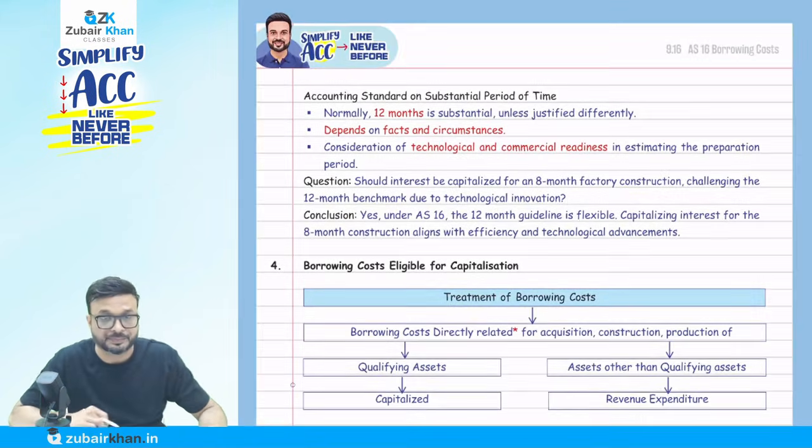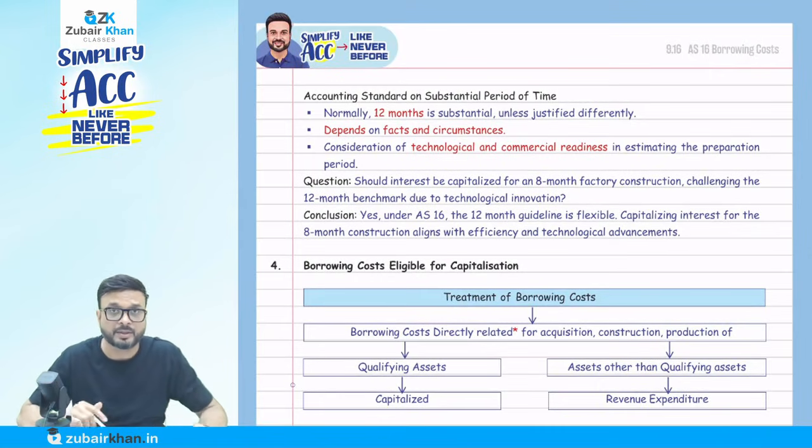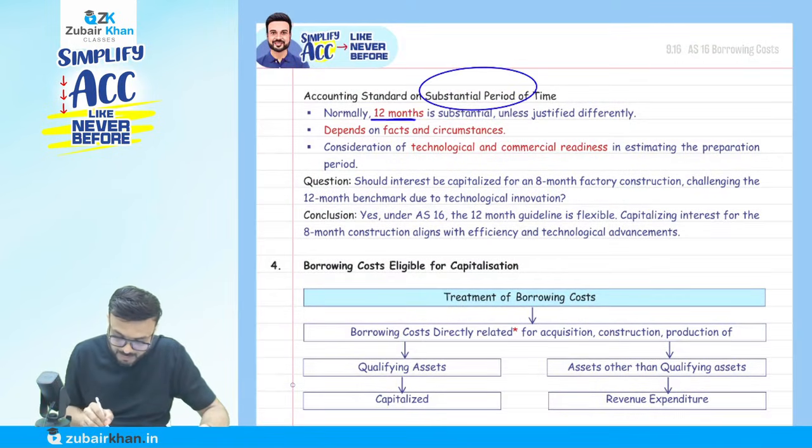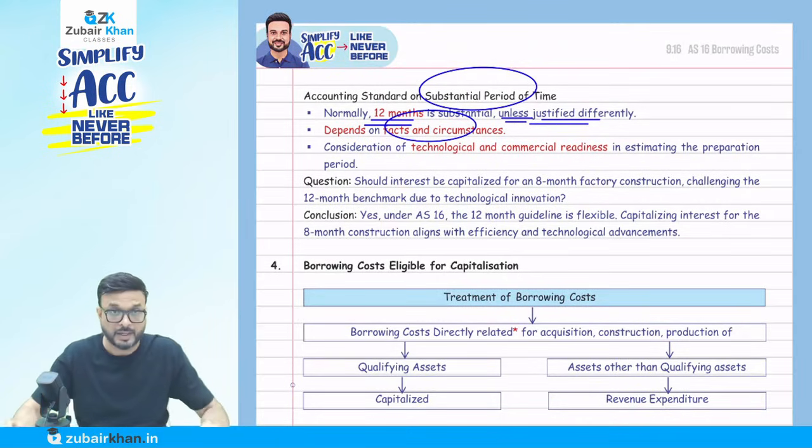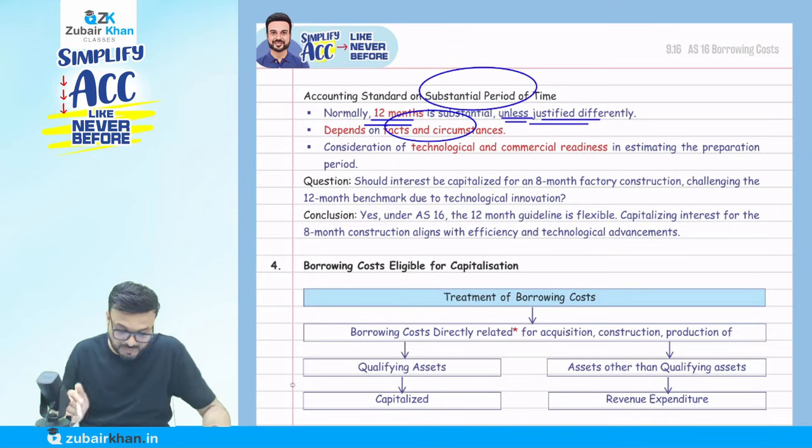Now the question arises, what do you mean by a substantial period of time? Normally 12 months is a substantial period of time unless justified differently, so it depends on the facts and circumstances. It might happen that generally the construction of a building takes 12 months, but I am using advanced technology, so my construction has been completed in 8 months. It is not my fault that I used advanced technology and completed the construction within 8 months. Still, we have to call it a qualifying asset. It is taking a substantial period of time, even though it has not touched the 1 year. So they say it depends on the facts and circumstances.